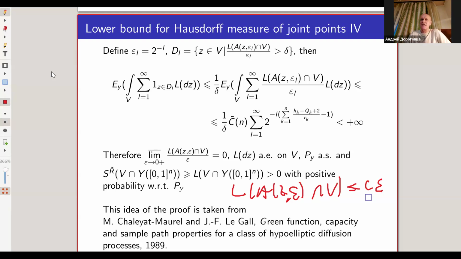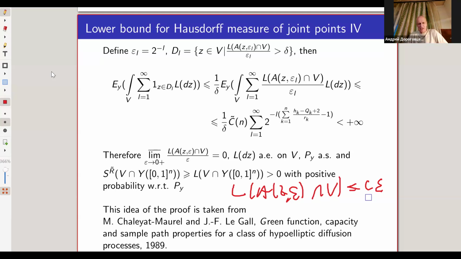We remember that in Levy's law about the modulus of continuity of Brownian motion on the interval, we have just the square root of t multiplied by the logarithm. So Taylor related this to the capacity, to the Hausdorff measure of the set of self-intersection.